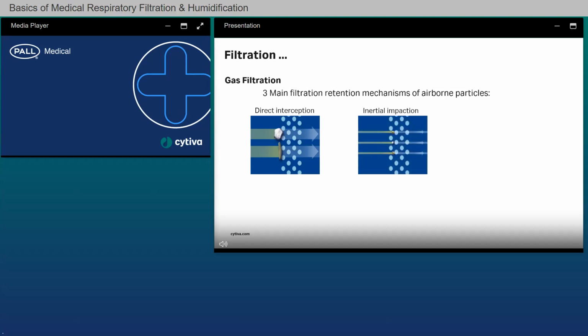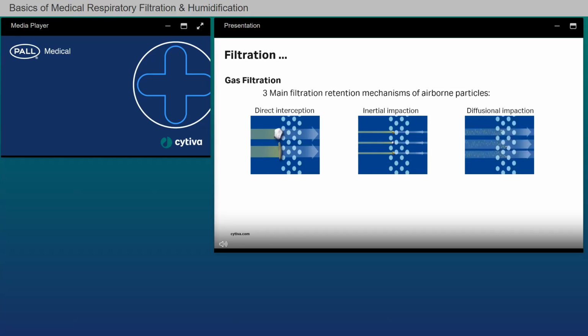The second effect is called inertial impact. As particles get smaller, they would fit through some of the holes, but they cannot change direction very fast. So when they pass some of the holes, because of their inability to move around sharp corners, they will hit the filter material and be held back.